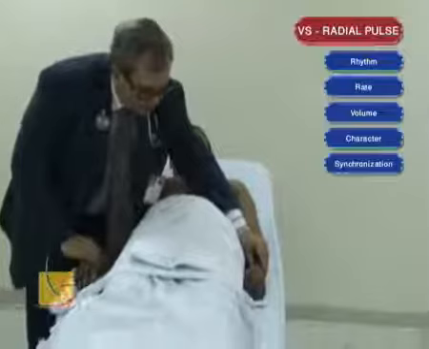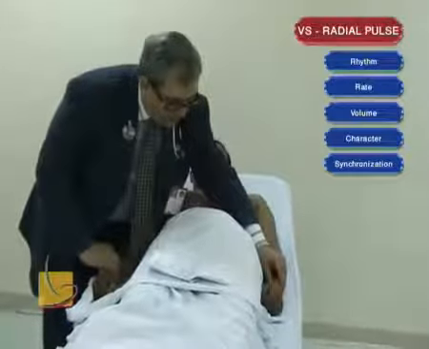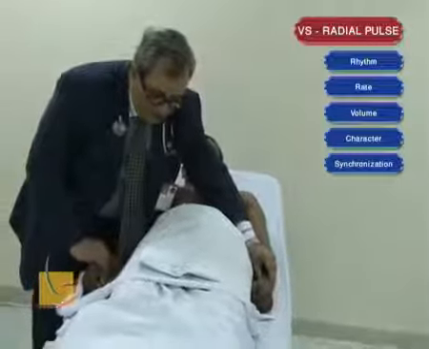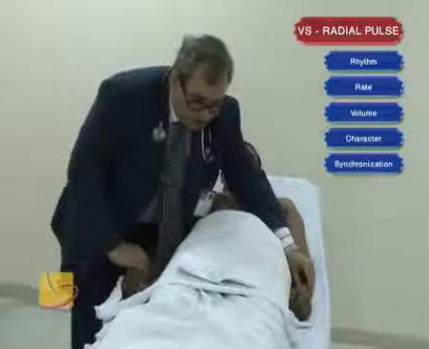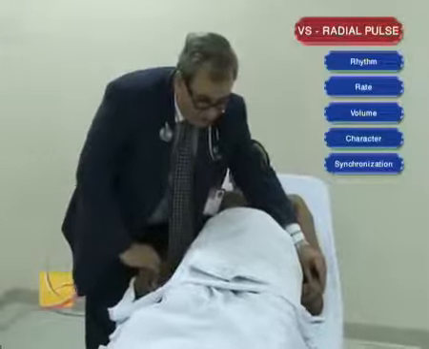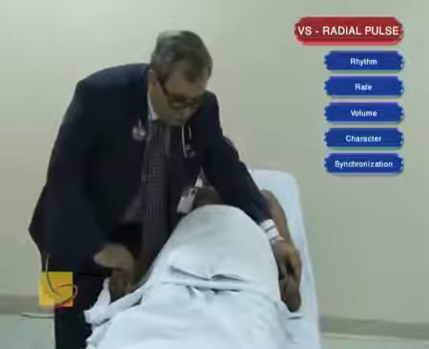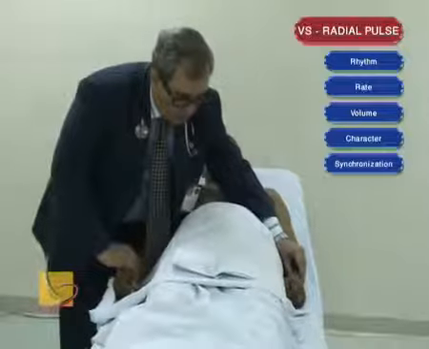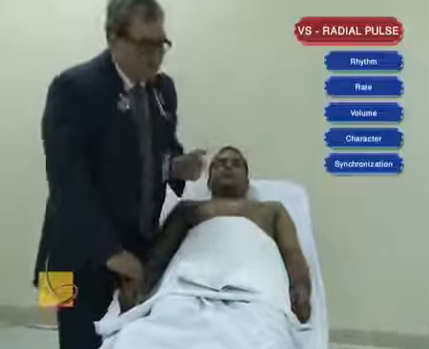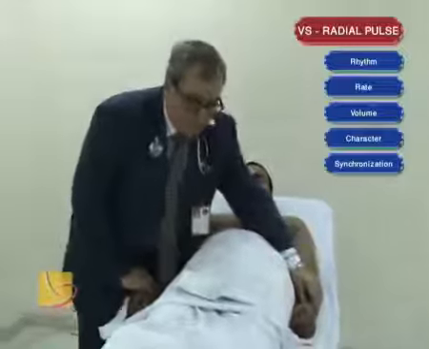I am compressing gently the radial pulse with the thumb against the radius bone in this way. And I'm trying to correlate the temporal relation, i.e. the time relation between the 2 radial pulses, if they are occurring at the same time spontaneously or not. If they are occurring at the same time, this means that they are synchronized. The synchronization is not only synchronization of timing, but also of pulse volume.